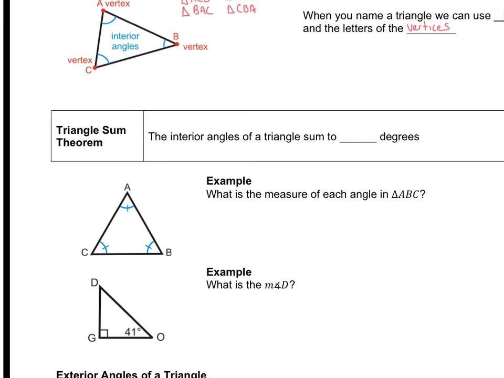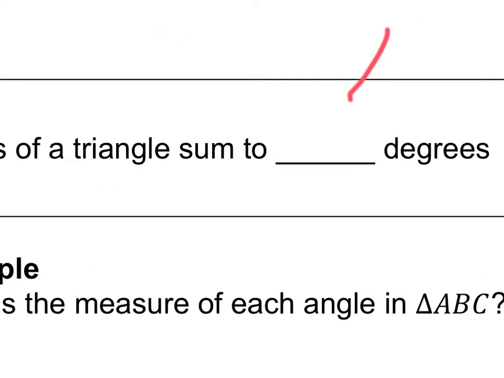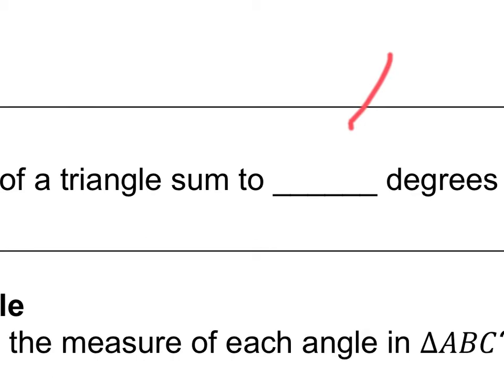The first theorem that we have is the triangle sum theorem. Here it is. It says the interior angles of a triangle sum to 180 degrees.